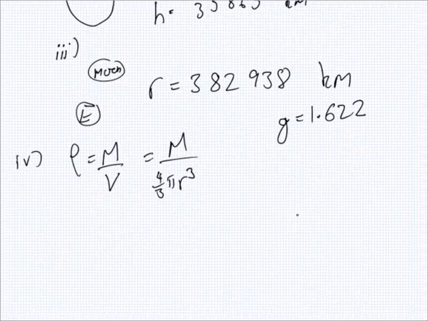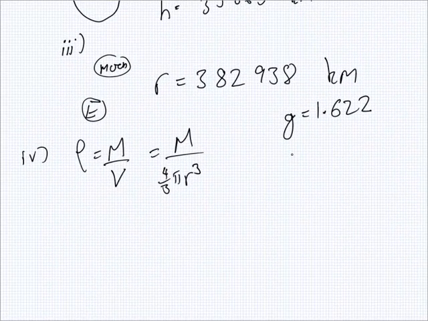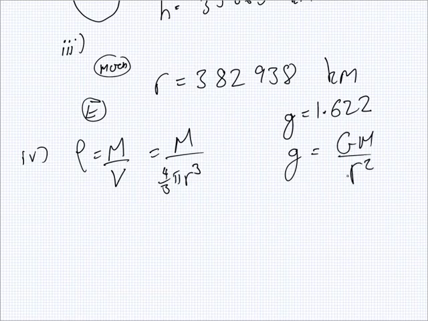And you have to remember the formula for gravitational field strength. What is it? It's something over r squared, isn't it? GM over r squared. Let me just double check. It is GM over r squared, yeah. So we know what the M is. The M is g r squared over G.